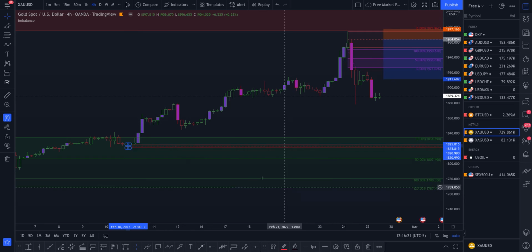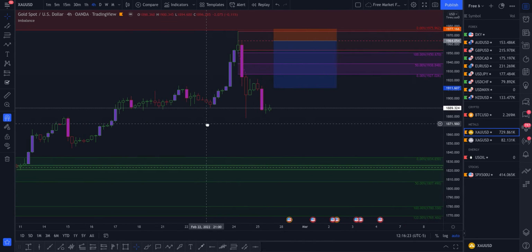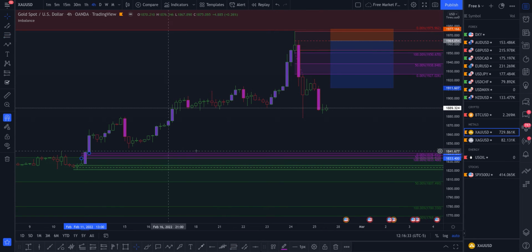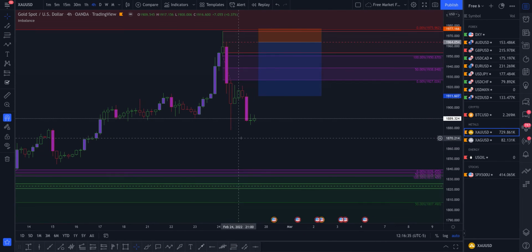And we go to demand. All right. So we could possibly see a long coming from here for Bitcoin. We do have that demand zone as well as imbalance that needs to be filled, that we could definitely see price come off of here.